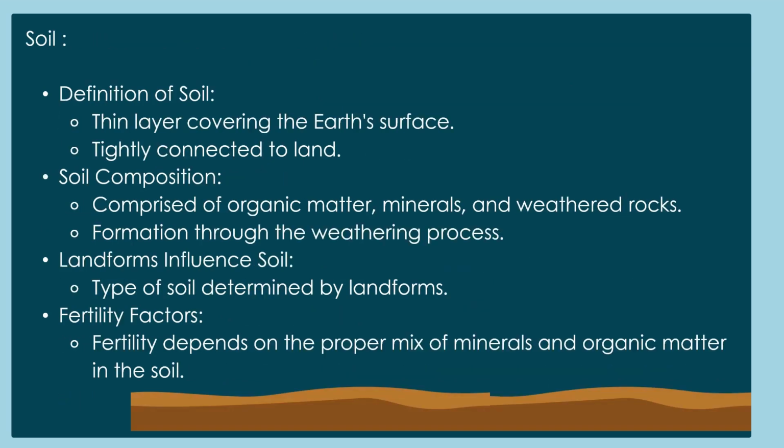Soil. Definition of soil. Thin layer covering the earth's surface, tightly connected to land. Soil composition. Comprised of organic matter, minerals, and weathered rocks. Formation through the weathering process. Landforms influence soil. Type of soils determined by the landforms. Now, fertility factors. Fertility depends on the proper mix of minerals and organic matter in the soil.